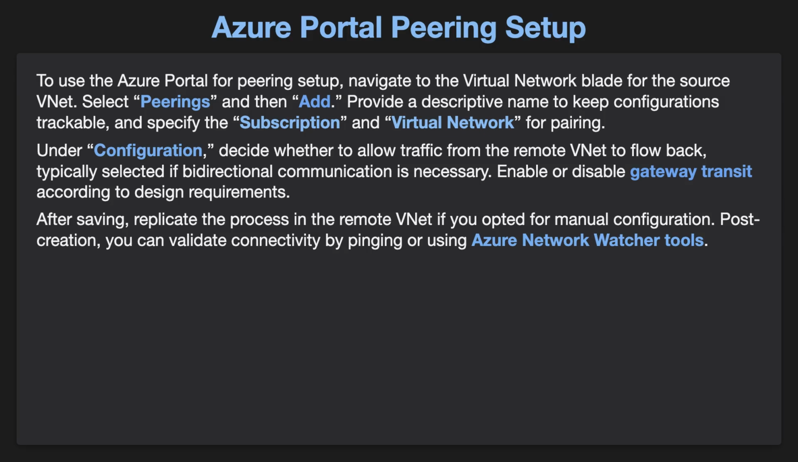decide whether to allow traffic from the remote VNet to flow back, typically selected if bidirectional communication is necessary. Enable or disable gateway transit according to design requirements. After saving, replicate the process in the remote VNet if you opted for manual configuration. Post-creation, you can validate connectivity by pinging or using Azure Network Watcher tools.